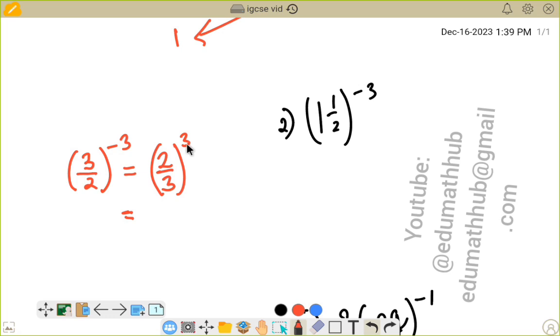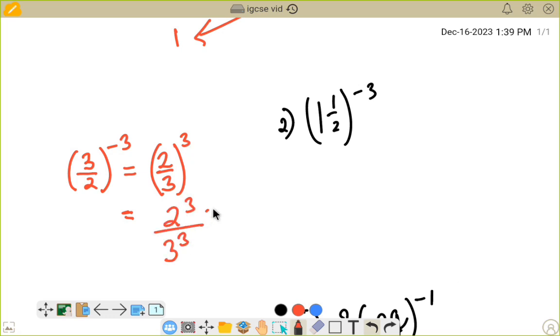Now this is 2 raised to the power 3 divided by 3 raised to the power 3. So 2 raised to the power 3 is 8. 3 raised to the power 3 is 27. So that's the final answer. As the initial step, you can write this as 2 raised to the power 3 over 3 raised to the power 3. So the 3 here applies to everything in the brackets. That will give you 8 over 27.